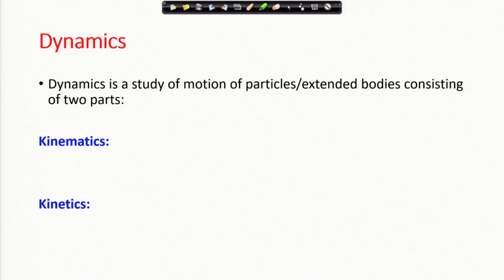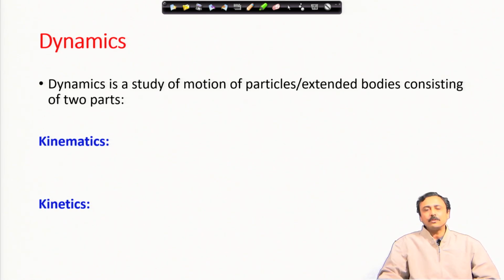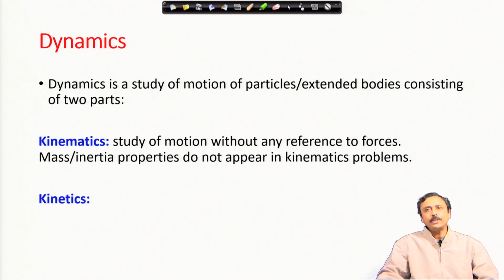To begin with, let us see what dynamics is all about, which you of course know. Dynamics is a study of motion of particles or extended bodies. This study consists of two parts. The first part of dynamics is called kinematics. Kinematics is the study of motion without any reference to forces. Because there are no forces involved, it is a purely geometric study. So, inertia properties, mass of particles or inertia of the bodies do not appear in the study of kinematics.